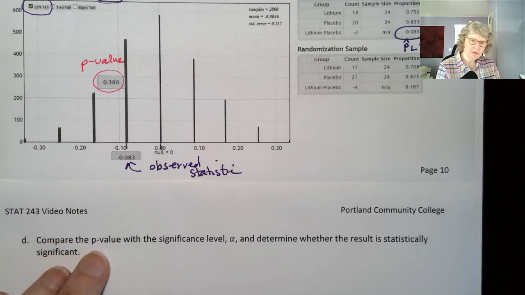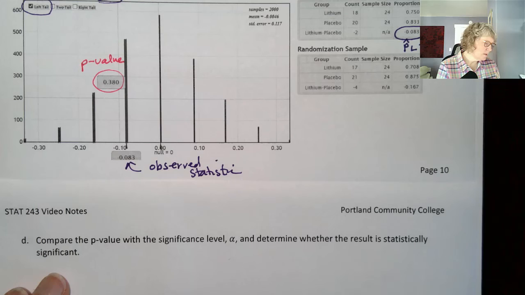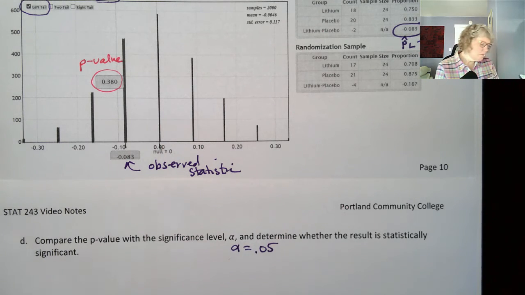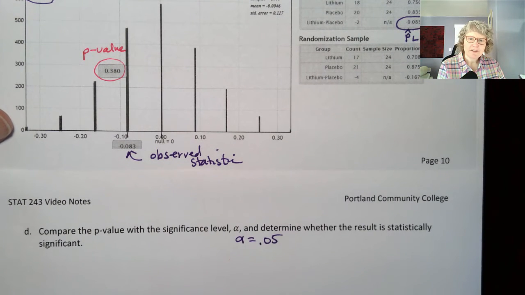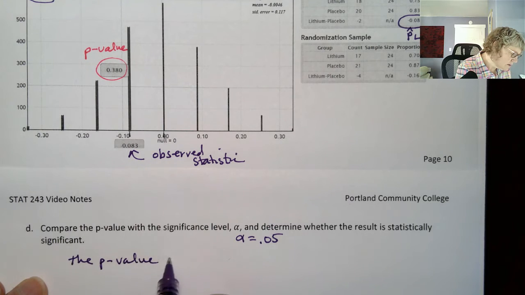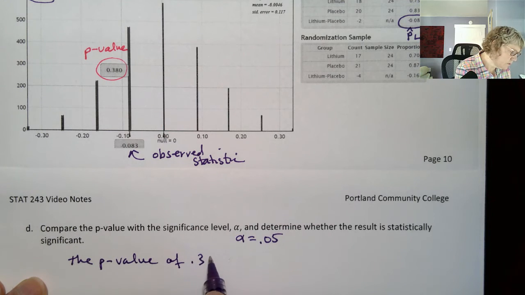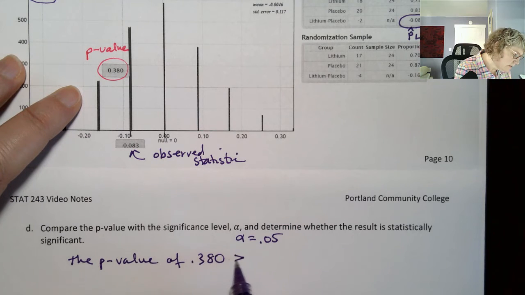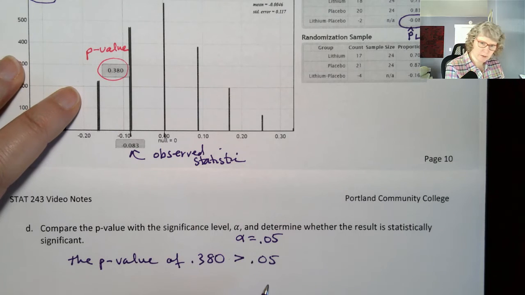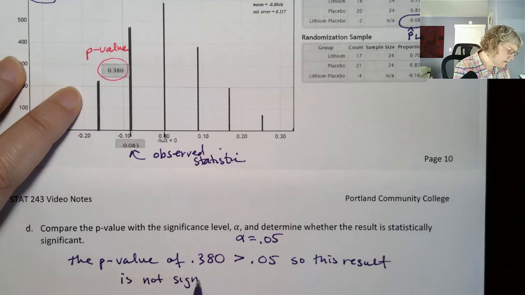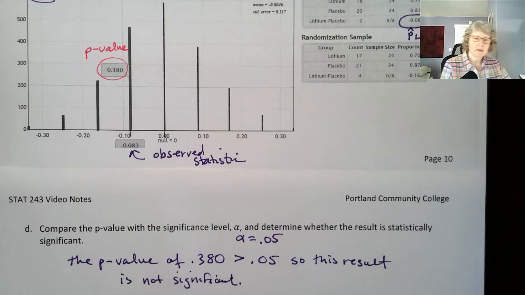Okay, so our next step is to compare the p-value with the significance level alpha and determine whether the result is statistically significant. I'm looking back up and I don't see an alpha given. Remember, if it's not given, we use 0.05, so I'm going to use alpha equals 0.05. When it's not given, we use that as the default. So I'm going to compare the p-value of 0.380, though I could use either one, 354 or 380. Last time I used the one that was printed on, so I'll use that one again. The p-value of 0.380 is greater than, right? 38% is greater than 5%, much, much greater. So this result is not significant.